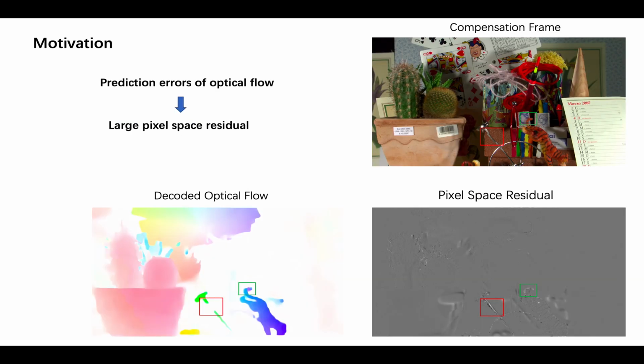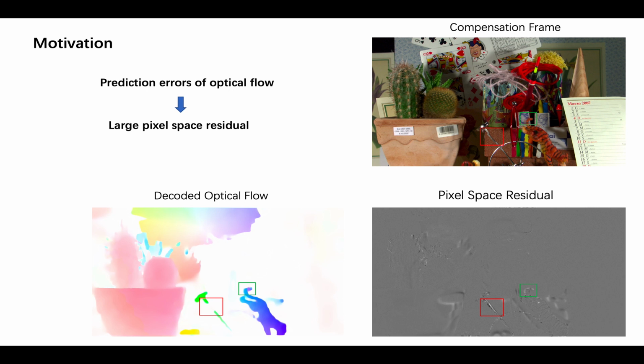Existing works for learned video compression are usually based on optical flow networks and pixel residual coding. However, we notice that the pixel space residual is sensitive to the prediction errors of optical flow. Let's look at an example. The large residual in the red box is almost the pixel value differences between the moving object and background. A similar case happens in the occlusion area as shown in the green box.